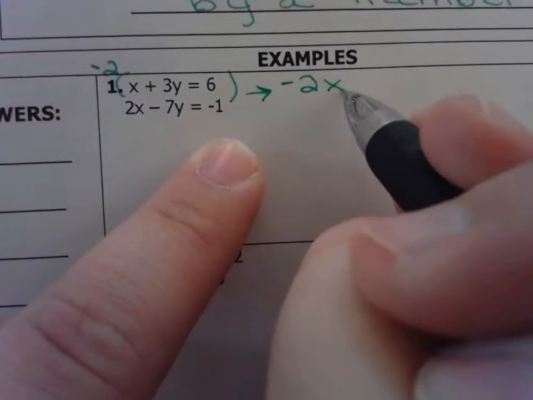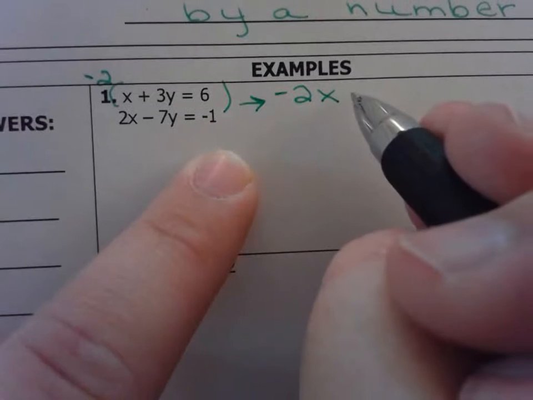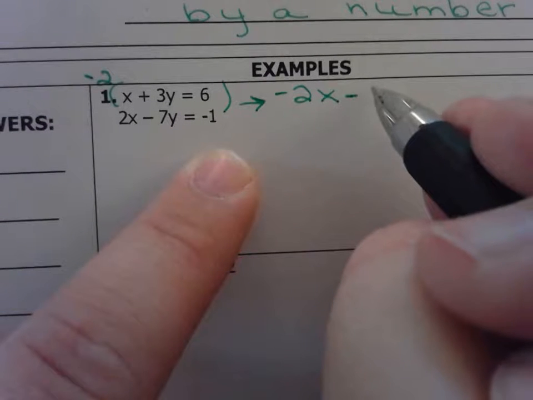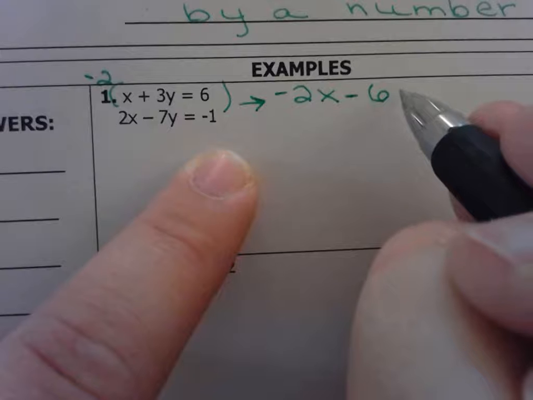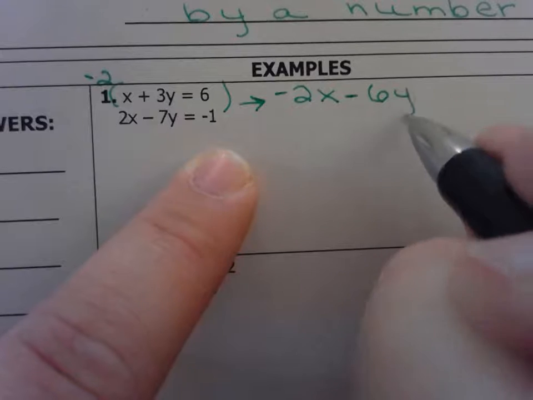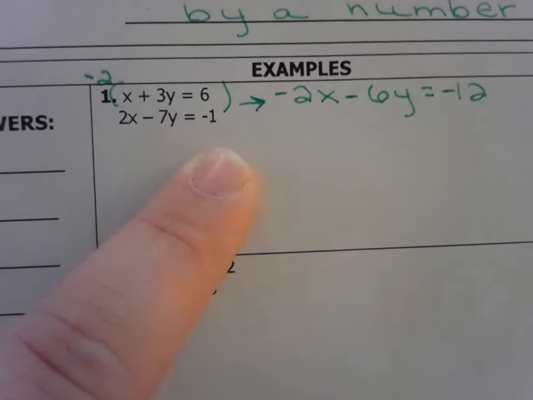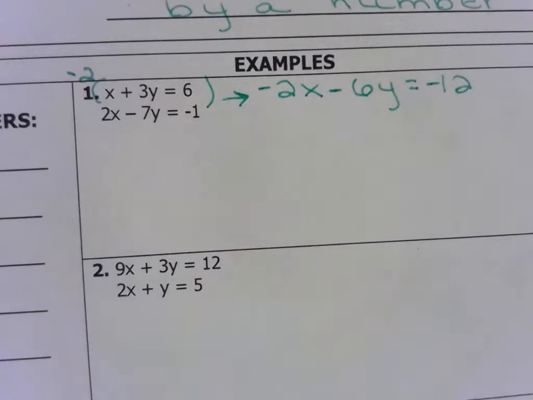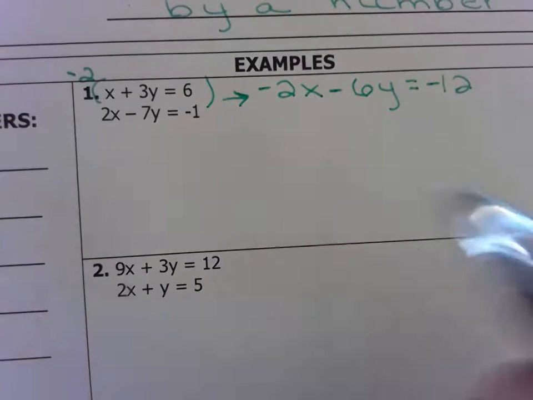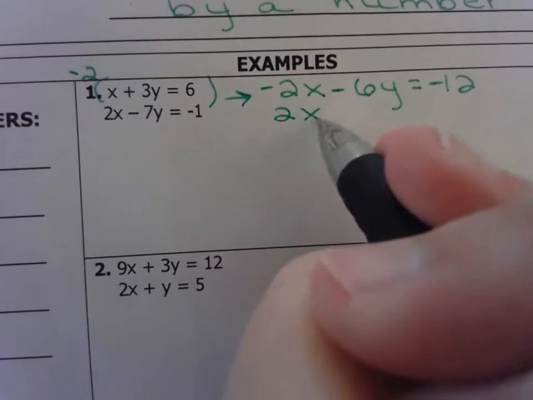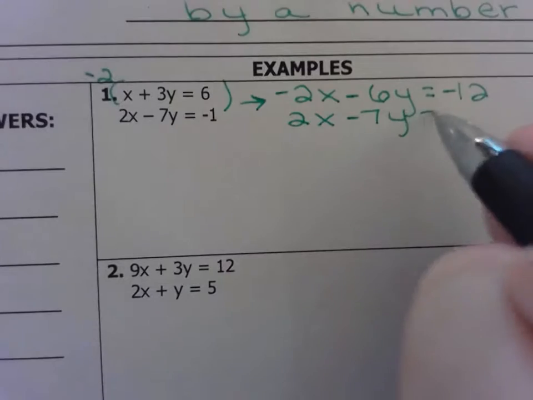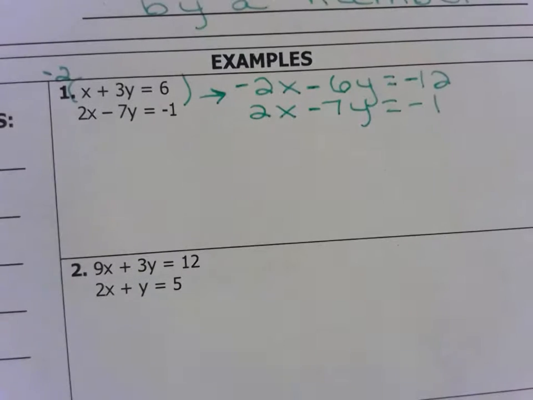Okay, so negative 2x minus 6y equals negative 12. The bottom equation, right underneath it, we did nothing to it, so it stays the same. So any questions on what I did there, why I chose the negative 2?